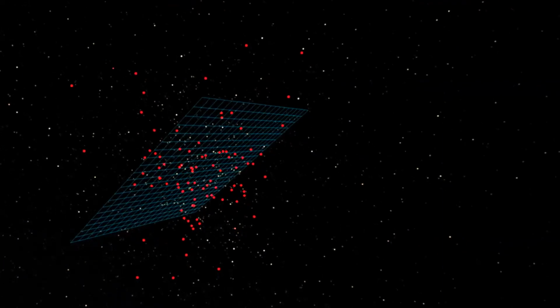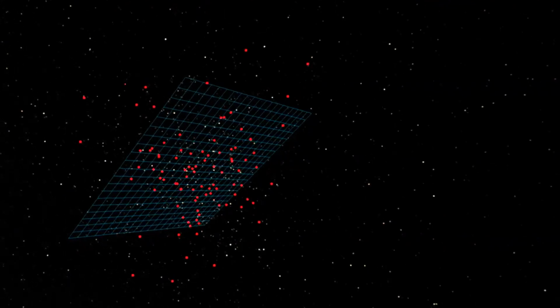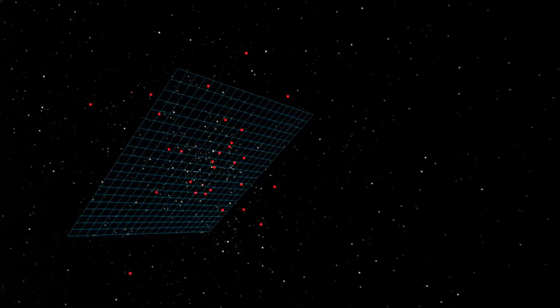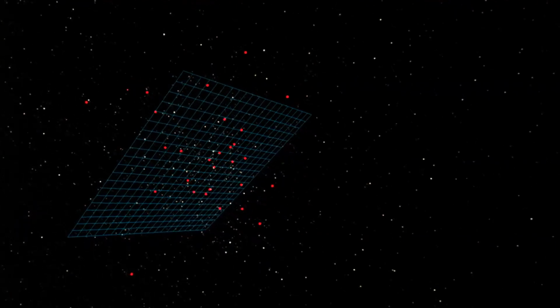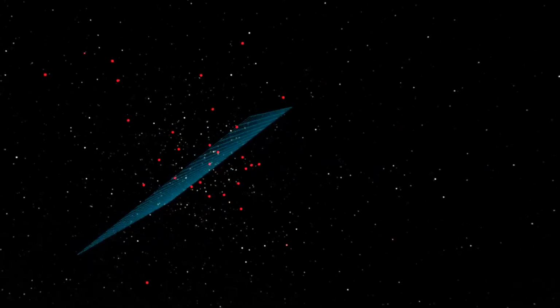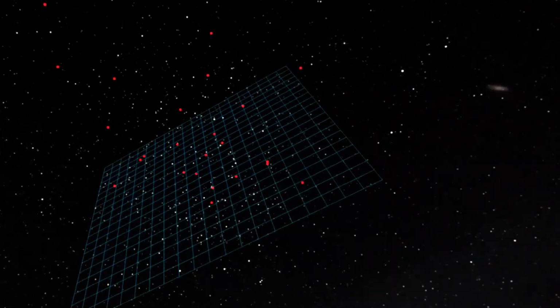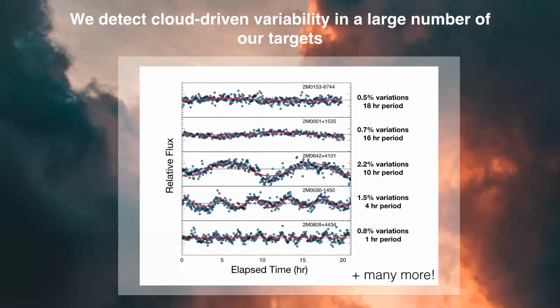Next, I'm going to highlight the objects within the sample that are young. And as I mentioned previously, these young objects are particularly telling about the potential weather conditions on directly imaged planets. So for this work, we spent almost 600 hours staring at this population of young brown dwarfs with the Spitzer Space Telescope to look for clouds in their atmosphere. And we detect cloud-driven variability in a large number of our targets. Here I'm showing you some of the variability detections so you can get a feeling for what the light curves look like. And they all show these significant fluctuations, which are suggestive of clouds rotating in and out of view.